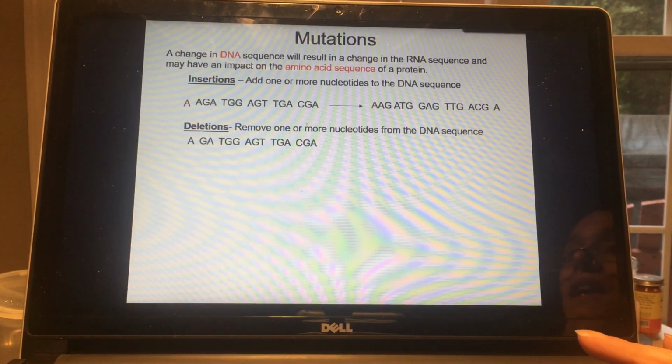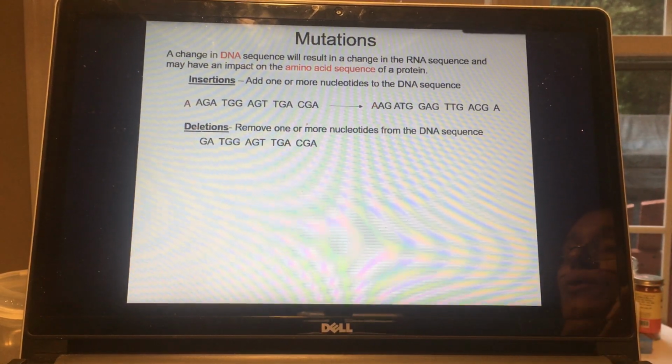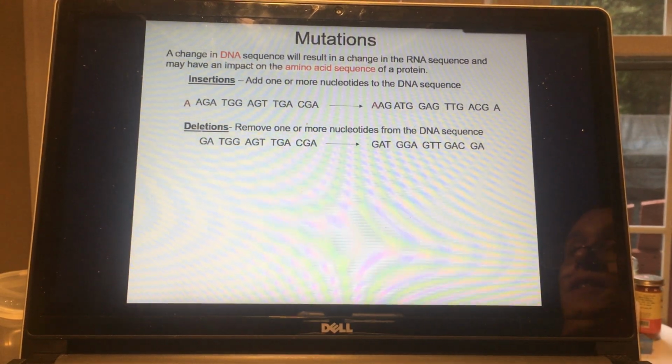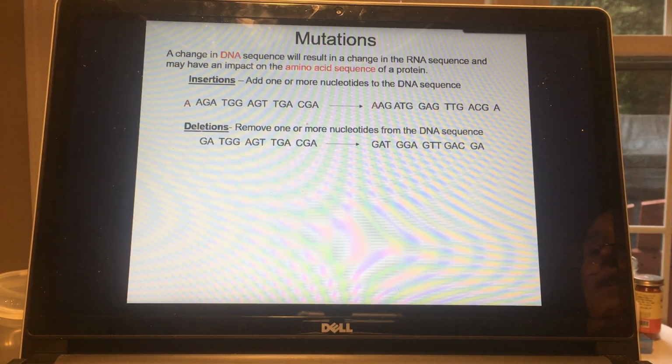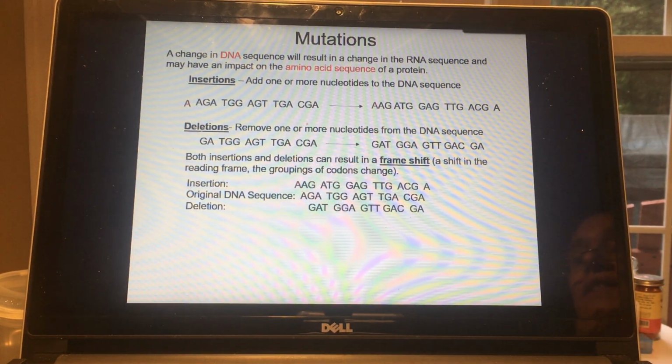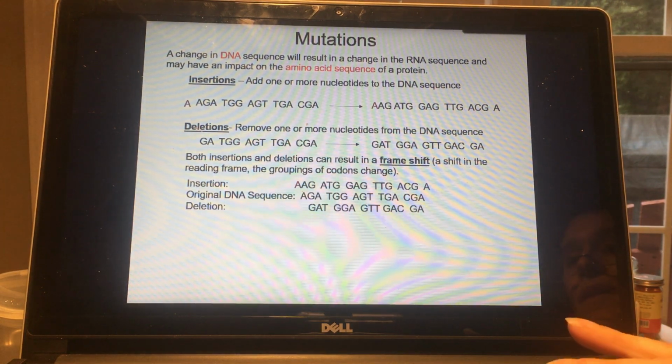A deletion is just like it sounds. It's when you lose a nitrogen base. And this, of course, also shifts the reading frame of your triplets over by 1. So both insertions and deletions result in what's called a frameshift mutation. And so it's like a shift in the reading frame. So every single codon that would come after that mutation in the gene that codes for that mRNA would be changed.